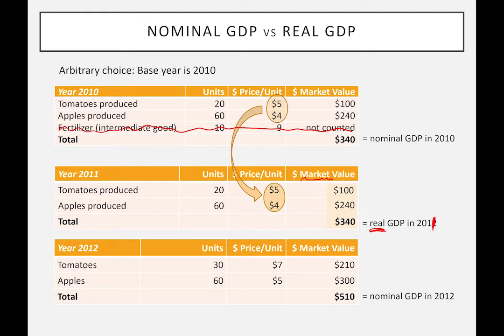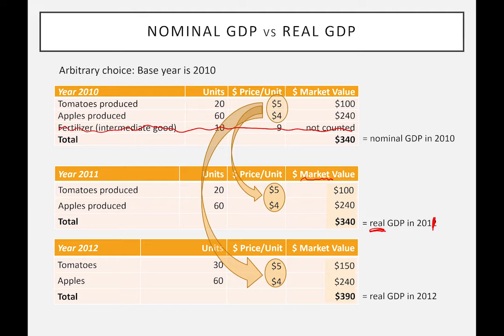Let me do the next one. Once again, I go back to the base year, take the prices 5 and 4, and use them for calculating the real GDP in 2012. Which means now I'll have $150, plus 60 times 4 is 240, and now I've got real GDP in 2012 is going to be $390.